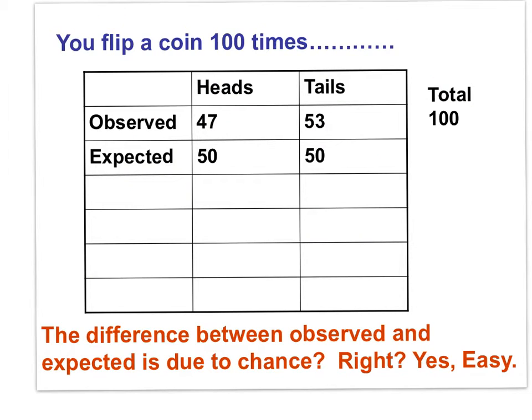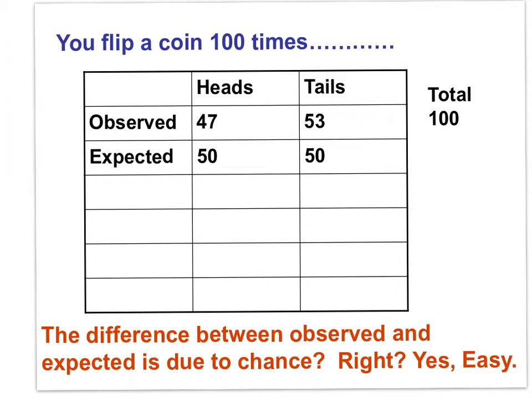Let's start with an example. Suppose you plan to flip a coin 100 times. You would expect that 50% of the tosses would produce heads and 50% of the tosses would produce tails. Upon completing 100 coin tosses, the observed results are 47 heads and 53 tails. Now, what's going on here? Why not 50-50? Is the coin weighted? Is the coin not a true coin?